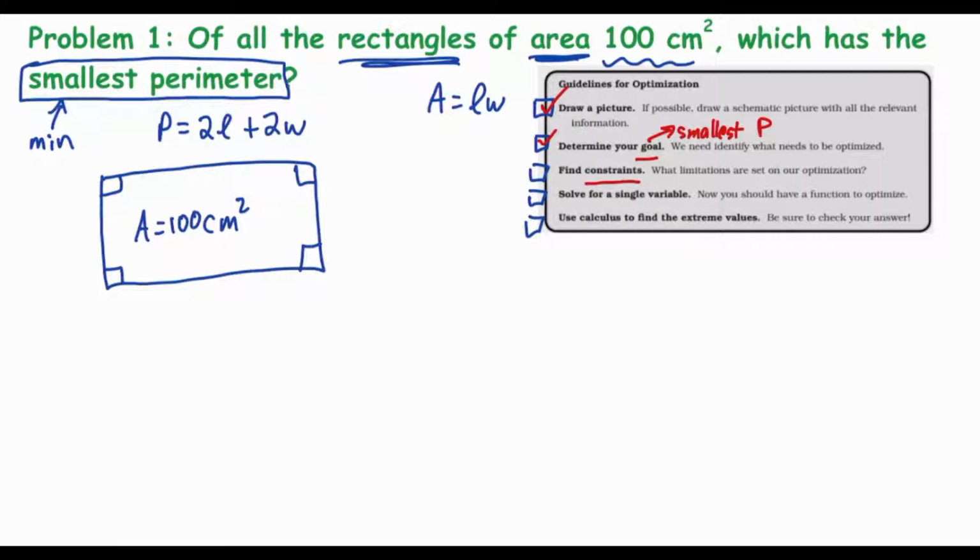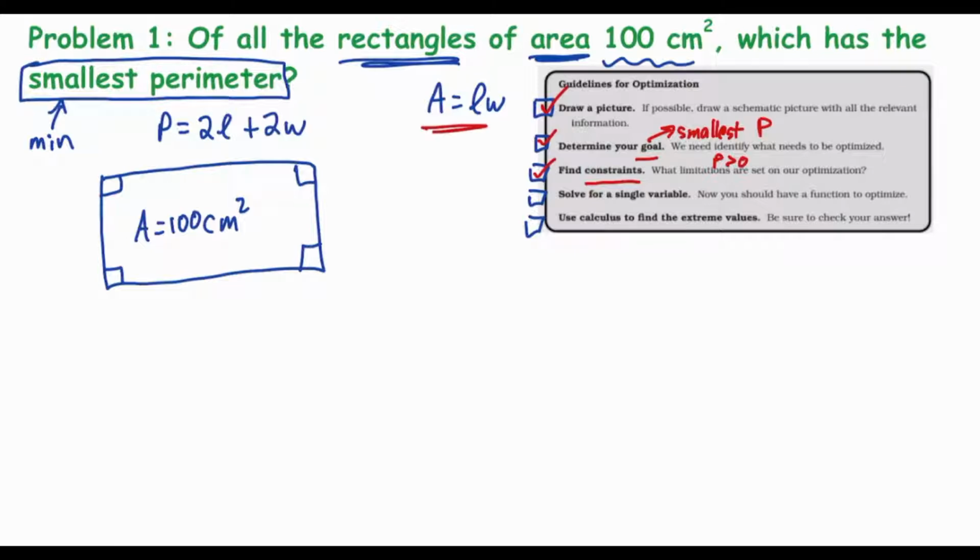What limitations are set on our optimization? Well, I know my perimeter has to be greater than 0, because I can't have a negative perimeter. I can't have a negative length of fence. And next, solve for a single variable.